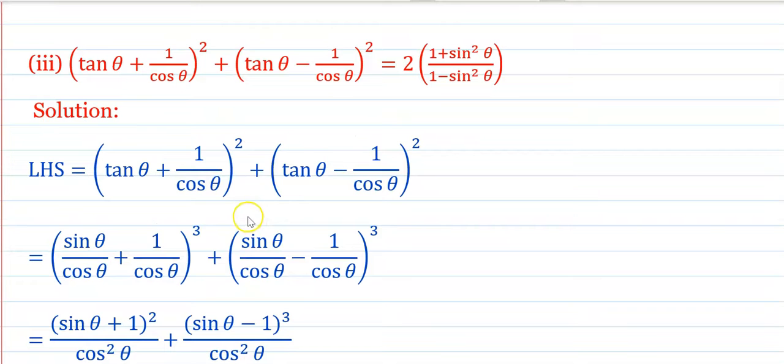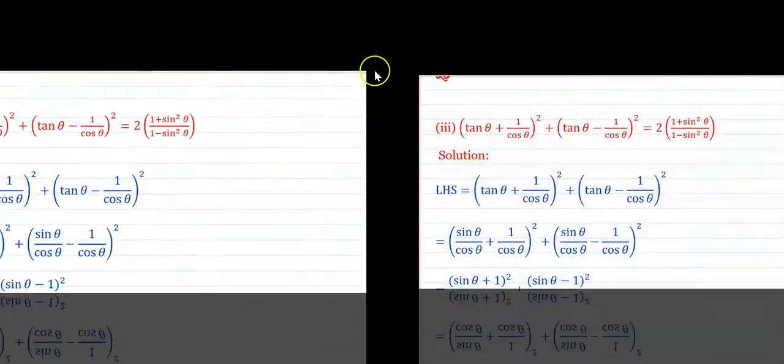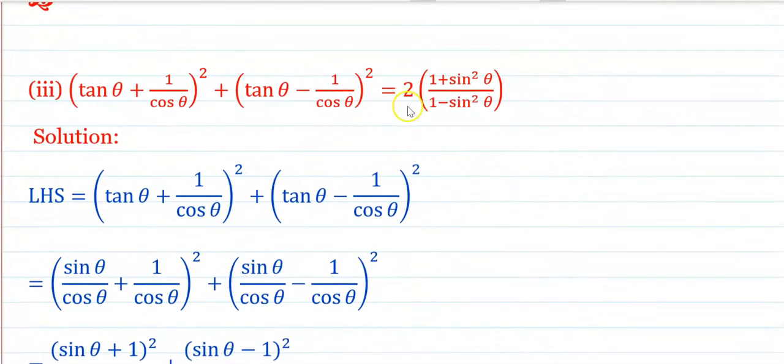Now the next question. Now the third: tan theta plus 1 upon cos theta bracket square plus tan theta minus 1 upon cos theta bracket square is equal to 2 times in bracket 1 plus sin square theta upon 1 minus sin square theta. Now consider the LHS. Tan theta plus 1 upon cos theta bracket square plus tan theta minus 1 upon cos theta bracket square.